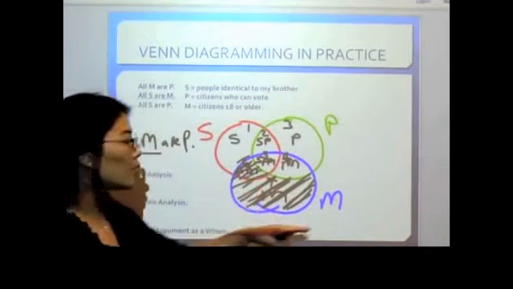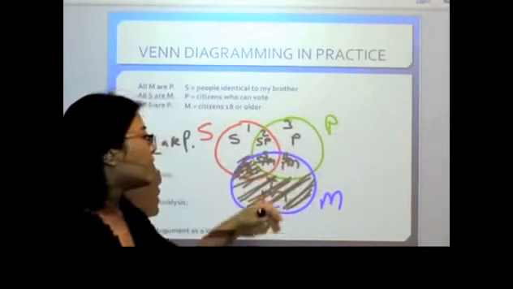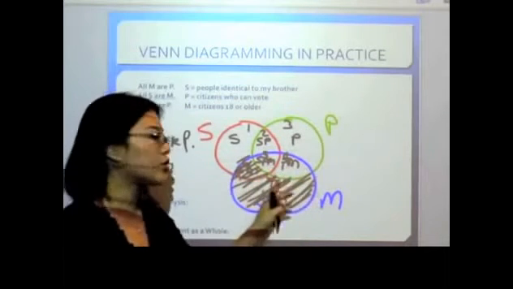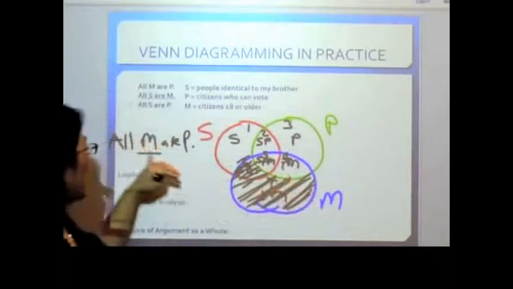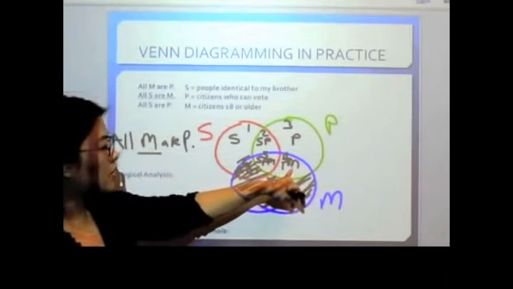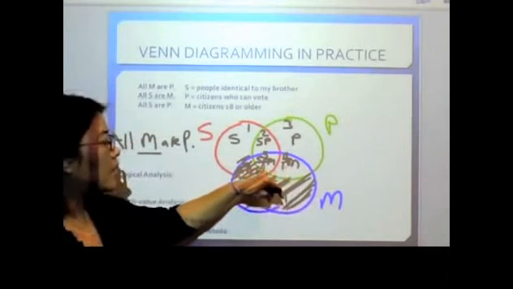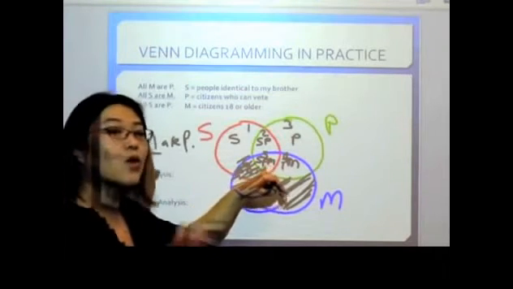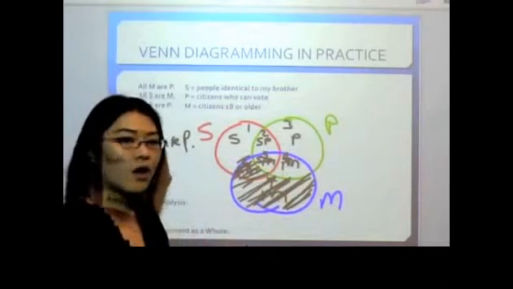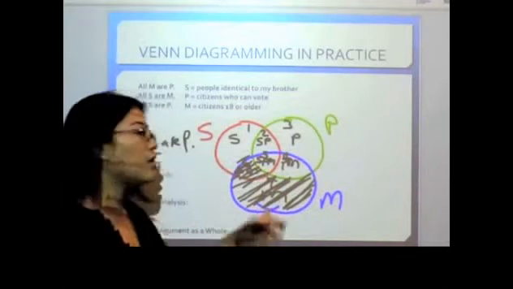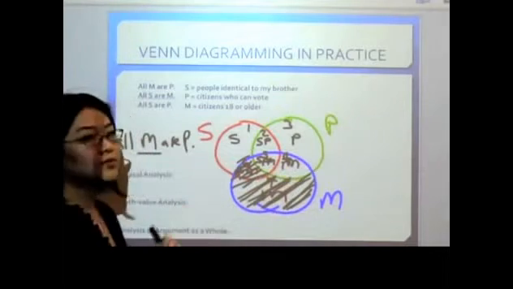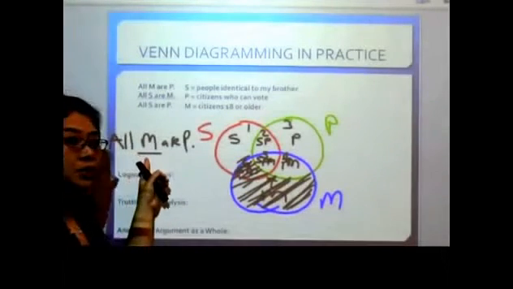So the only area that we have left then is area 5 and 4 inside the M circle, where you have an M that's a P, and also here in area 5 where you have an M that's a P as well as an S. Now it doesn't matter if it's also an S as long as it's still an M and a P. So that's our diagramming of the major premise.